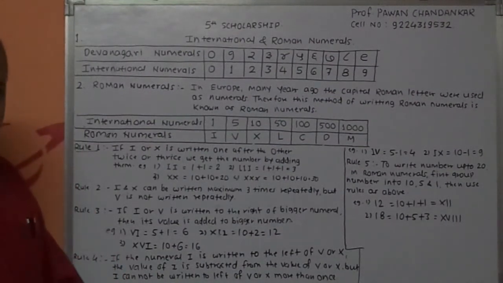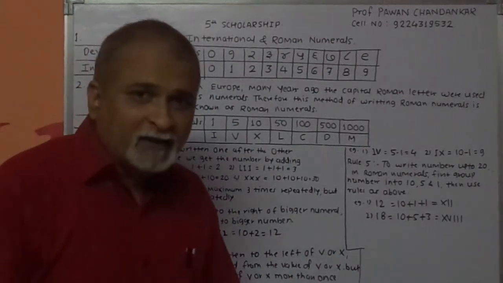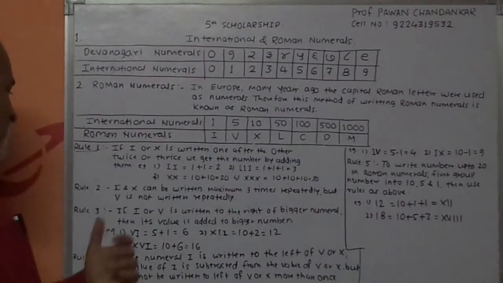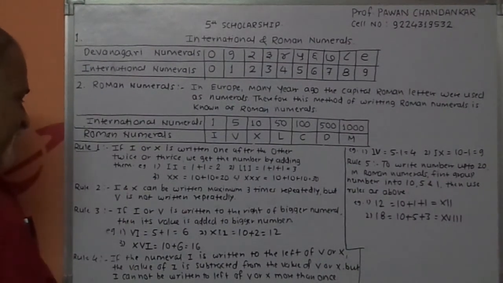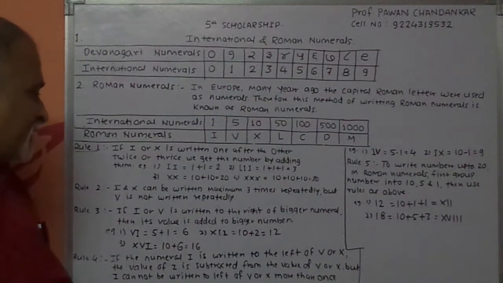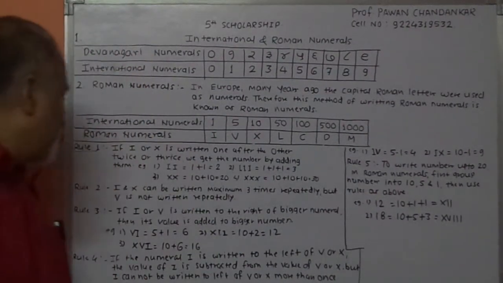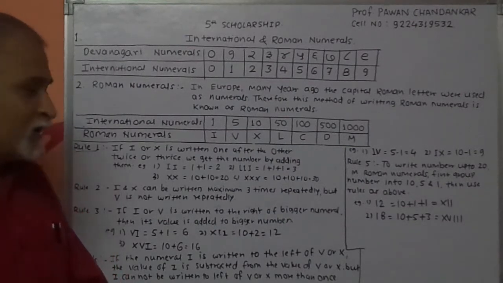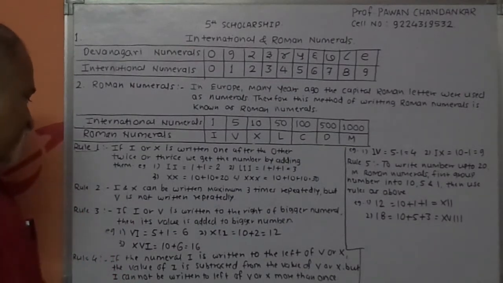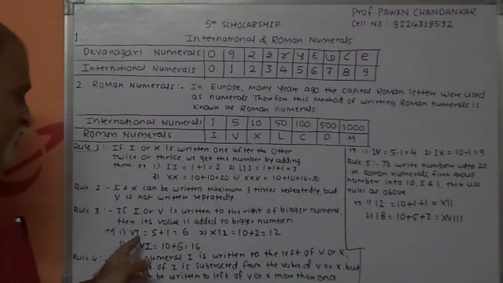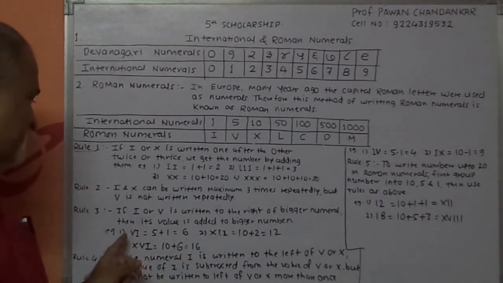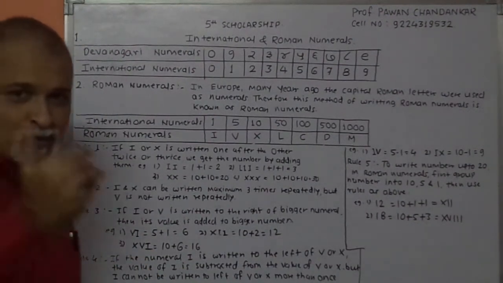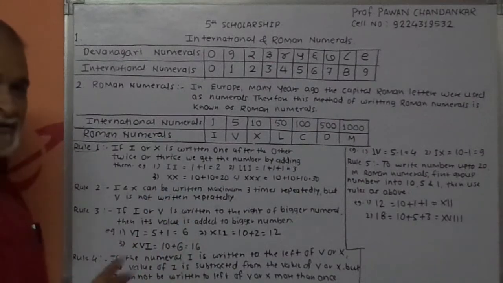Yes, students? Please keep this particular point in mind. It is really very important for writing Roman numerals. Rule number 3. If I or V, that is if 1 or 5, is written to the right of the bigger numeral, then its value is added to the bigger numeral or bigger number. Say for example, look at this. This is 6, VI. It indicates that in 5 you are supposed to add 1. So 5 plus 1 gives you 6.